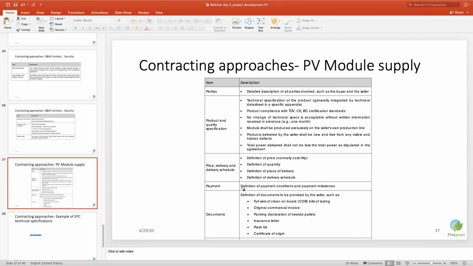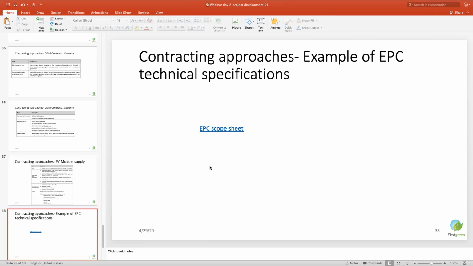This is the typical contract for module supply. So you will release this as part of your purchase order. You will define the specification of the module, the price, delivery terms and conditions, payment terms, and what type of documents you need, that is more important. So you need a full bill of lading for getting the customs clearance. You need the original commercial invoice, packing list, insurance letter, flash test reports, and certificate of origin. So please ensure these things apart from your normal ones.